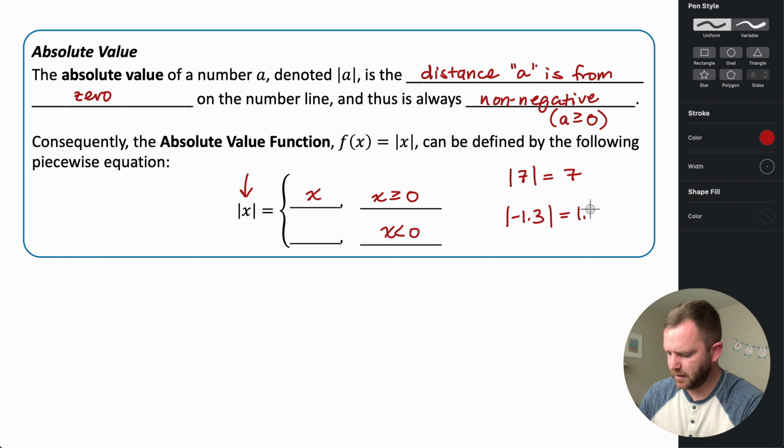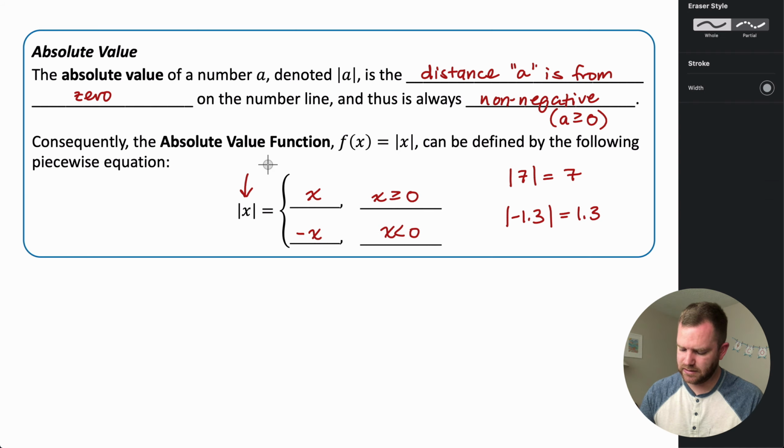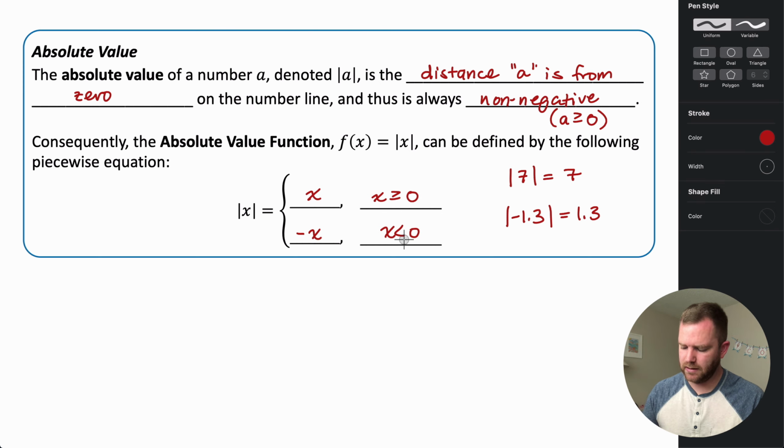But if we consider something like negative 1.3, numbers less than 0, the absolute value of negative 1.3 is positive 1.3. Negative 1.3 is 1.3 units to the left of 0, but its distance is 1.3. So when a value is less than 0, we get out the opposite value. Instead of just getting out the input, we get out the opposite of our input. And so this definition is what we can use when trying to talk about absolute value in a piecewise equation.